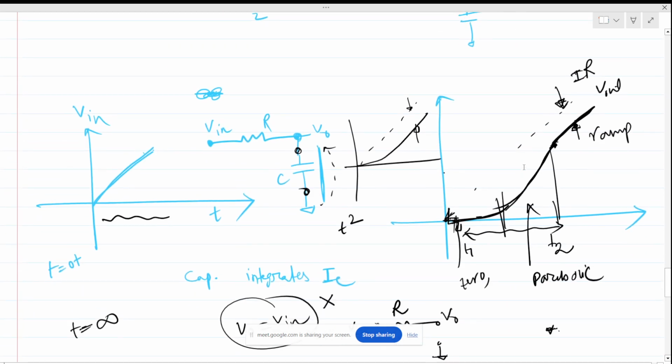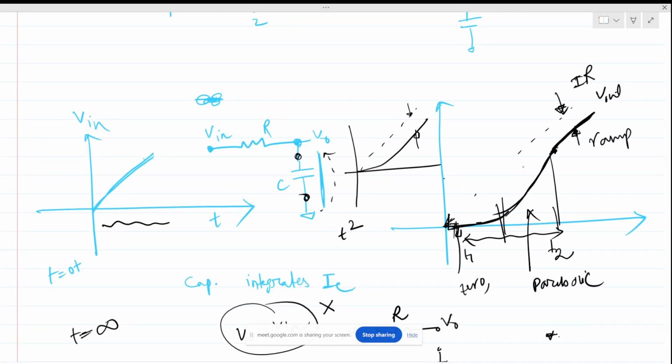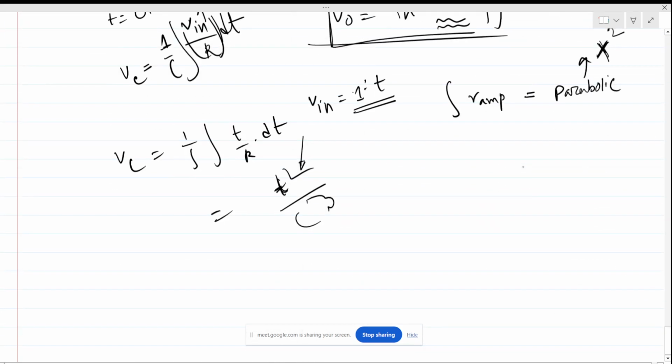Actually, we first write V in as nothing but, let's say, 1 into t. This is the ramp function. I am just putting this V in voltage there, so there will be an indication of this, and there will be a t square term.